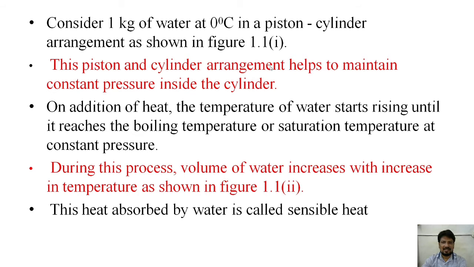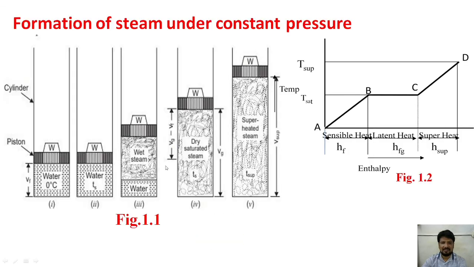This piston and cylinder arrangement helps to maintain constant pressure inside the cylinder. On addition of heat, the temperature of water starts rising until it reaches the boiling temperature or saturation temperature at constant pressure. So when we are adding heat, we are heating the cylinder, and there is a rise in temperature up to the saturation temperature or the boiling temperature. A to B is the boiling point, the saturation temperature.